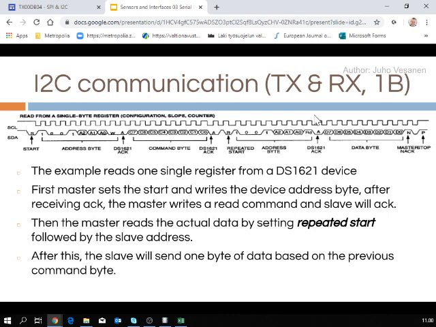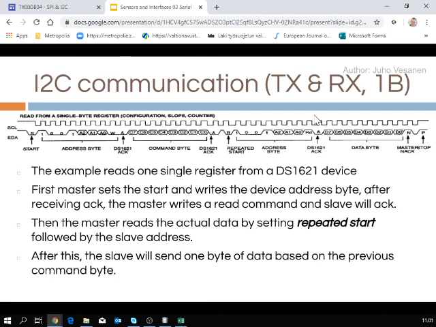Then acknowledgement. Then you repeat the start condition, meaning that you change the state of the data line low and high during the clock cycle, and then the same address with the read bit, and then you can continue the data transmission. The end of transmission can also be marked by letting the state be not acknowledged.